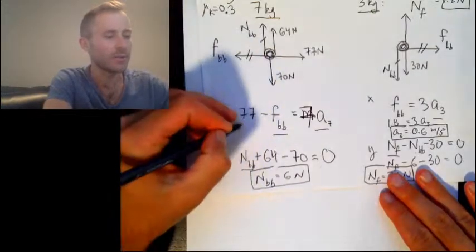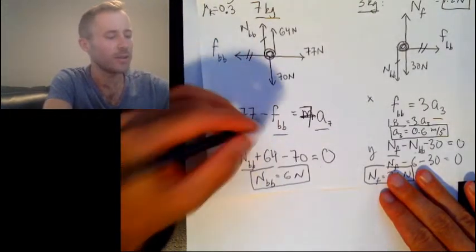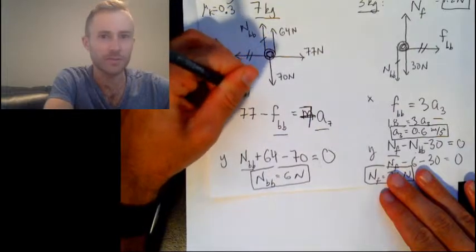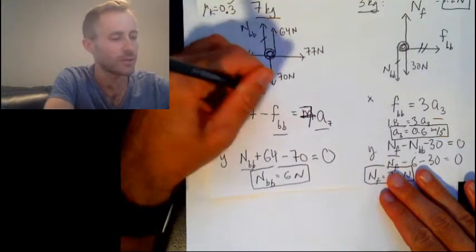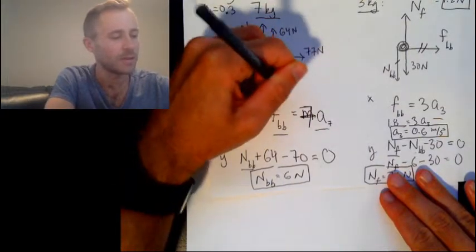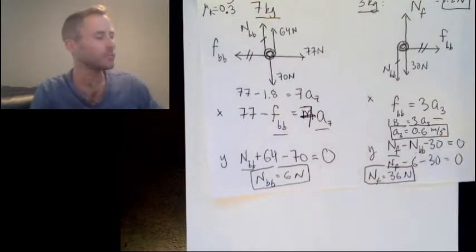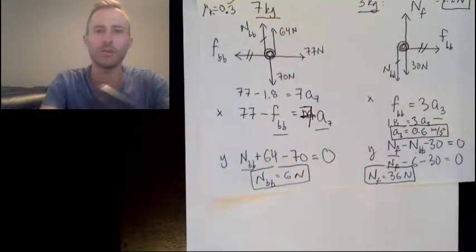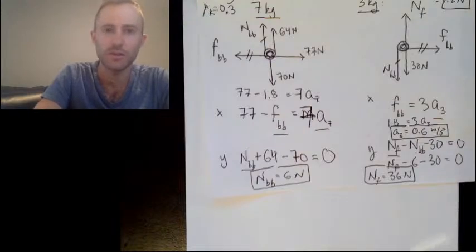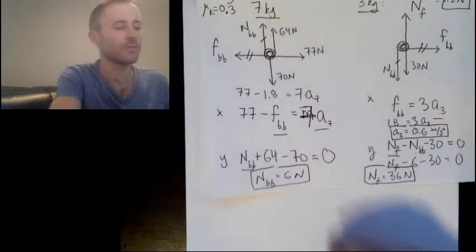And I can plug 1.8 here. So I have 77 minus 1.8 equals 7a_7. So solving that equation really quickly is going to give 10.7 meters per second squared.